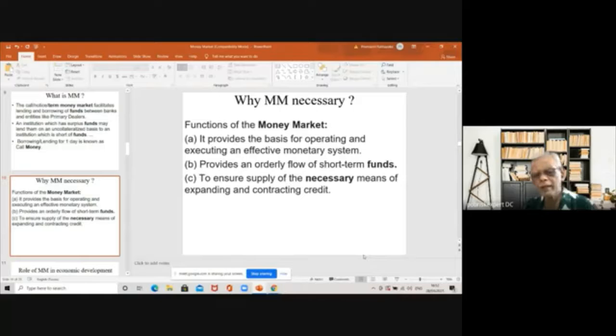And then also when the government wants to extend credit to a certain sector, these days specifically because of the COVID pandemic, they want to extend additional credit or whatever the money resources required by the small and medium businesses to carry on their business and pay their workforce. So they use the money market by reducing the SRR, lowering the interest rates, and creating additional few 100 billion rupee liquidity in this short end of the market. So the central bank ensures supply of necessary means of expanding and contracting credit through the money market.